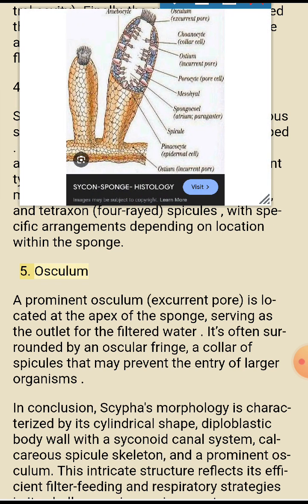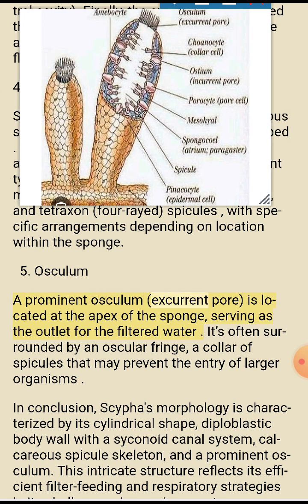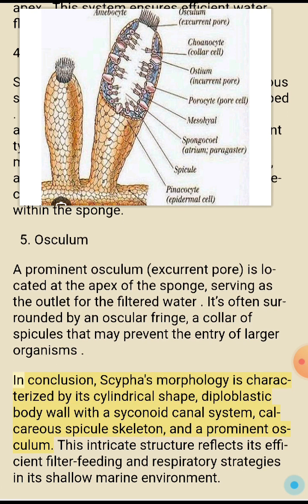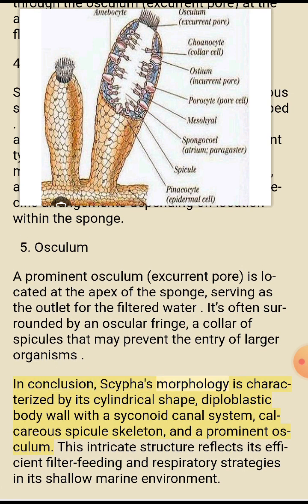5. Osculum. A prominent osculum, the excurrent pore, is located at the apex of the sponge, serving as the outlet for the filtered water. It's often surrounded by an oscular fringe, a collar of spicules that may prevent the entry of larger organisms. In conclusion, Scypha's morphology is characterized by its cylindrical shape, diploblastic body wall with a syconoid canal system, calcareous spicule skeleton, and a prominent osculum.